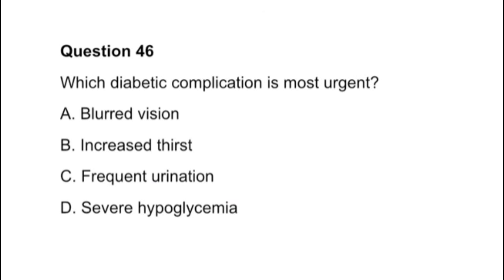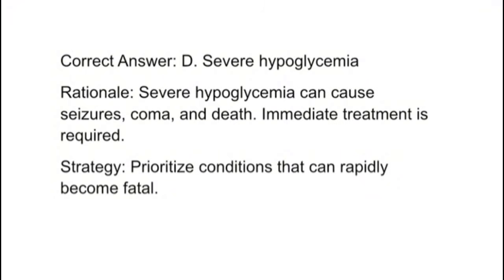Question 46. Which diabetic complication is most urgent? A. Blurred vision. B. Increased thirst. C. Frequent urination. D. Severe hypoglycemia. Correct answer, D. Severe hypoglycemia. Rationale: severe hypoglycemia can cause seizures, coma, and death. Immediate treatment is required. Strategy: prioritize conditions that can rapidly become fatal.